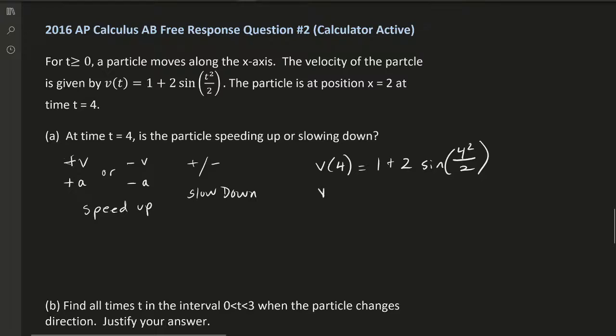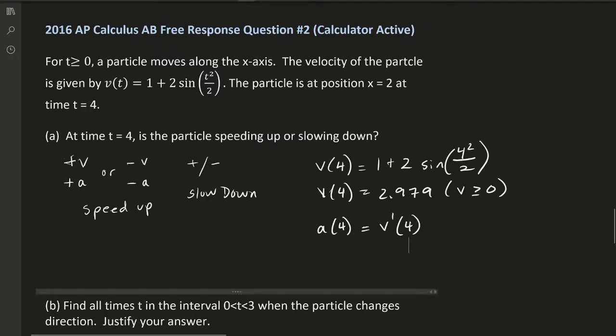So v of 4 equals 2.979. That's v is greater than or equal to 0. And then I need to find a of 4. Well, a of 4 is v prime of 4. So understanding that relationship is going to help me.